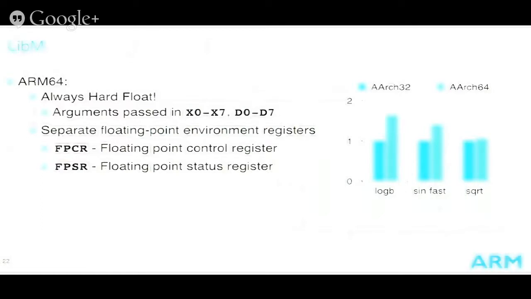Another important change that comes with 64-bit ARMv8 is the splitting of what previously used to be the control and status register into two registers, one used for control and the other one used for status of the floating point unit. And this makes a big difference in modern out-of-order CPUs. And again, you can see that the general trend for ARM64 is to be faster than the 32-bit implementation.